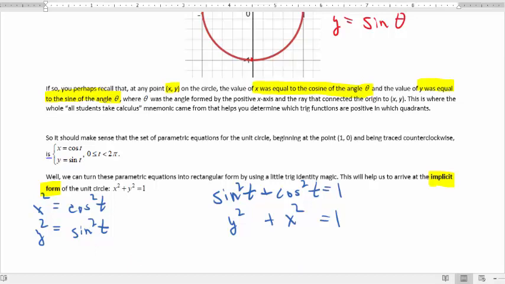Now, could you solve that for y or x? You could. The problem is you'd have to take a square root, and when you do, you'd end up with two separate equations: a positive square root equation and a negative square root equation. So that's why you really want to leave the circle in this implicit form: x squared plus y squared equals 1.